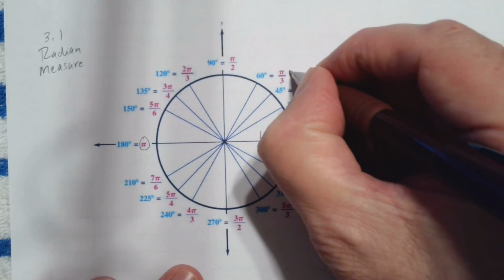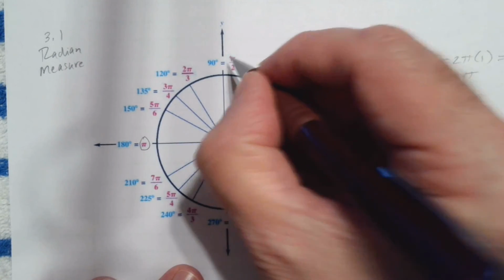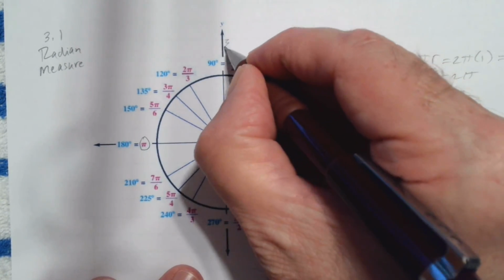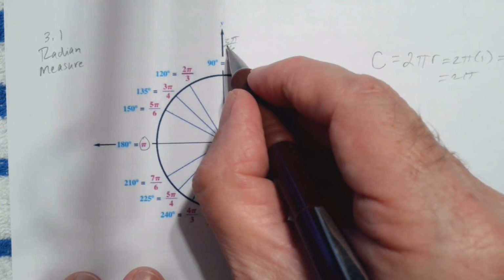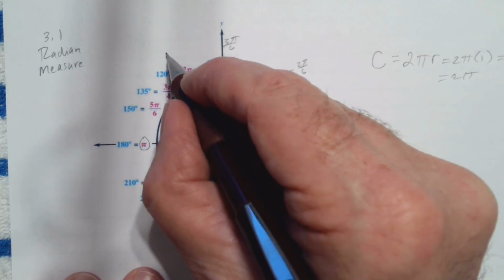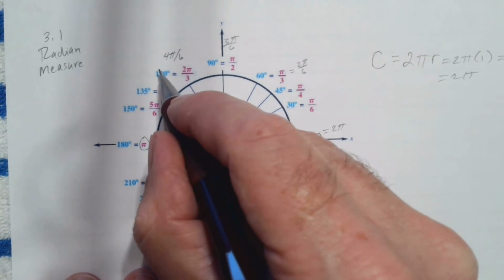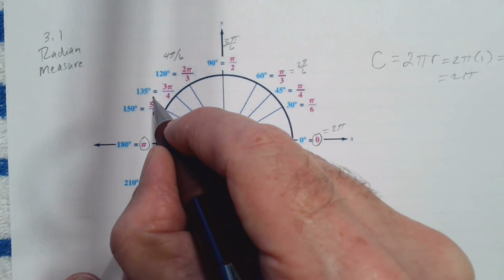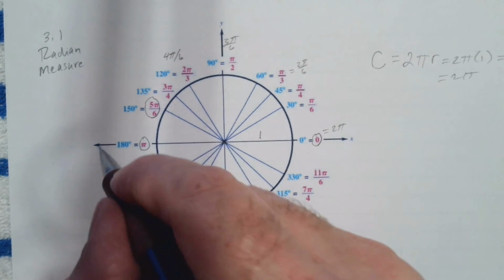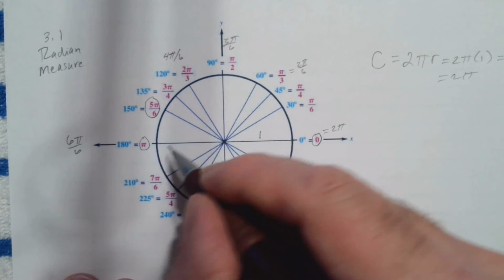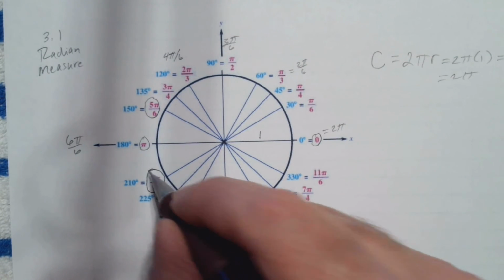Another 30 degrees puts you at 2 pi over 6, which is pi over 3. Another pi over 6 puts us at 3 pi over 6, which is pi over 2. Another pi over 6 puts us at 4 pi over 6, which reduces to 2 pi over 3. Another pi over 6 puts us at 5 pi over 6. Another pi over 6 puts us at 6 pi over 6, which is pi. Another pi over 6 puts us at 7 pi over 6.